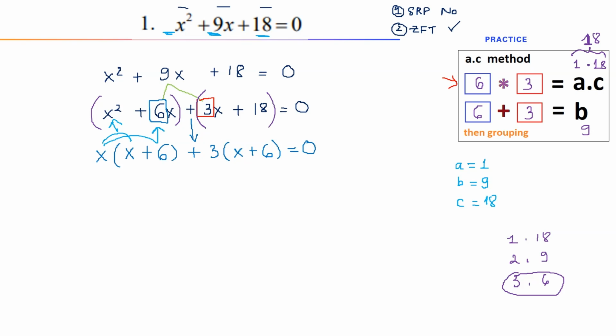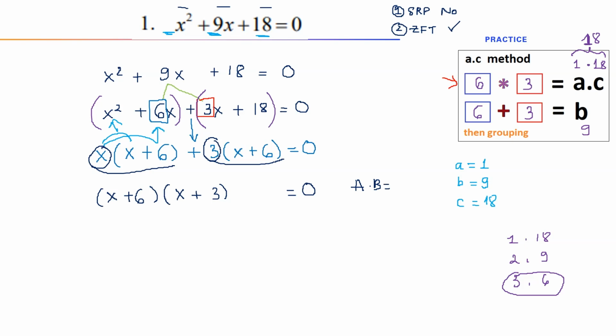Now we see that we have x plus 6 for the first one, and x plus 6 for the second one. The common factor we take out. X plus 6 is in common. Take that factor out. We are left with, now it is a multiplication, x for the first term, and for the second term, 3, equals 0. Here we have the A times B equals 0 form.